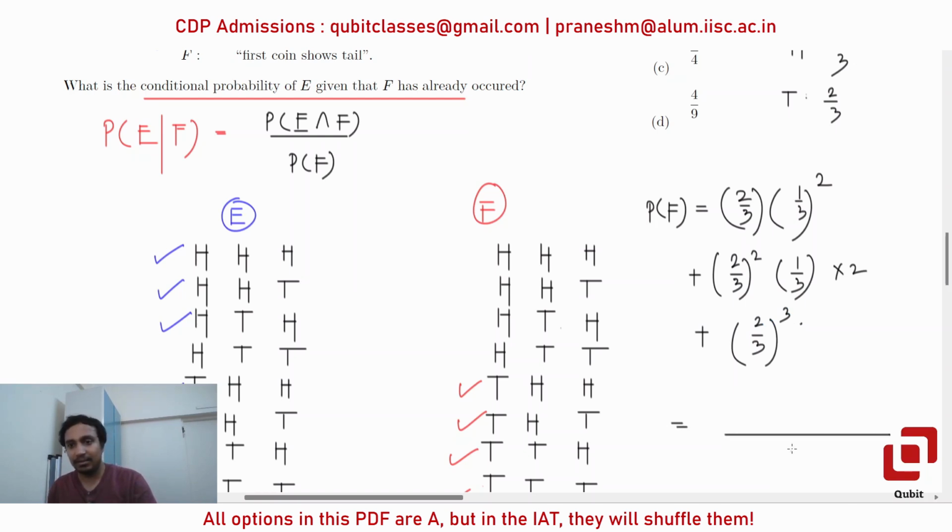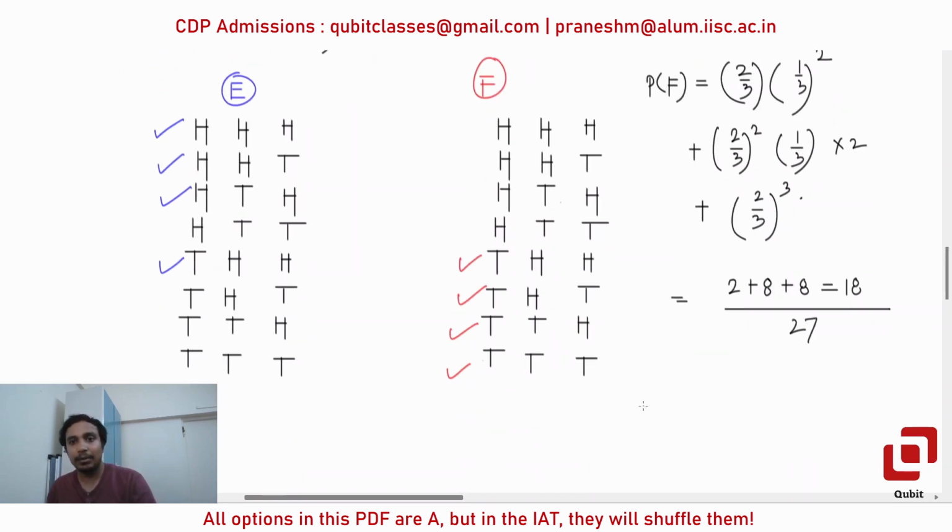Now let's simplify this. All of them will have the same denominator, that is 27. It's 2. 2 squared is 4. 4 into 2, 8. And then again this is 8, right? 2 cubed is 8. 8 plus 8, 16. 16 plus 2, 18. So this will be 18 by 27, which is 2 by 3. Now let's go for the probability of E intersection F.